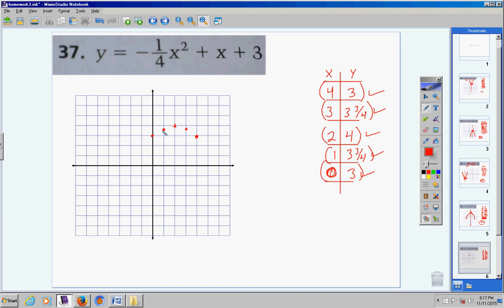So again, we're not looking for perfection here. Just looking for a general sketch of the parabola, like this. That's sufficient. And then coming down over here. And that is sufficient. So your vertex right here is 2, 4.